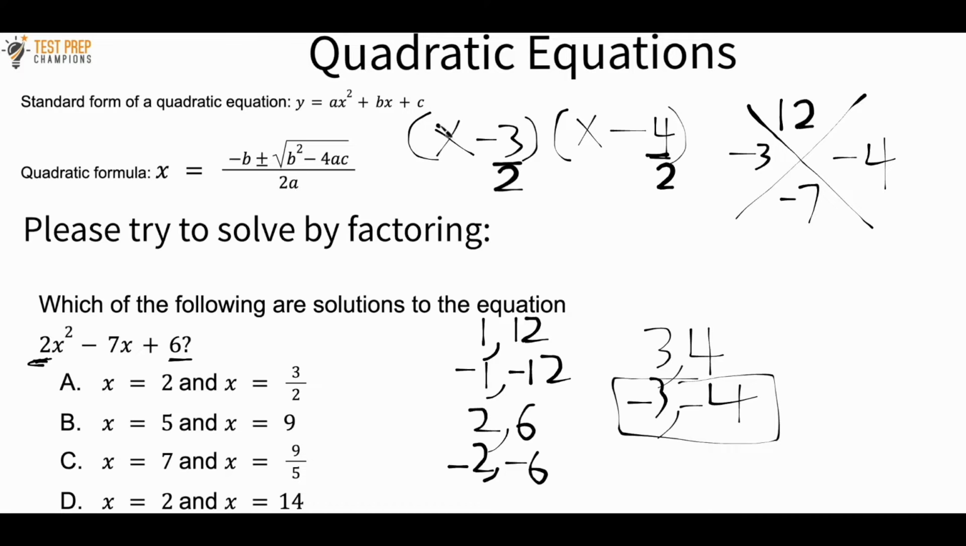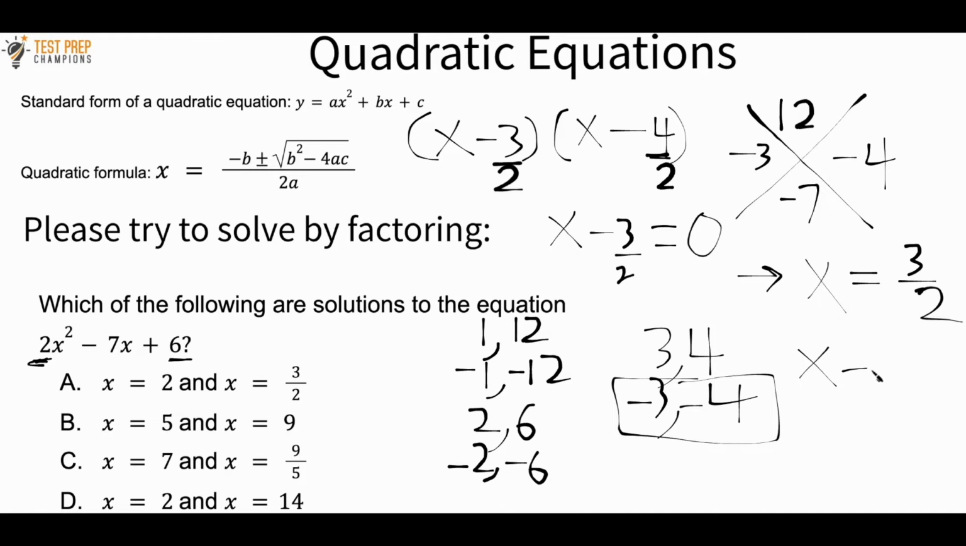Now I want to take this x minus 3 over 2 and set it equal to 0, and solve this for x. So I add 3 over 2 to both sides, and I'll figure out that one solution is x equals 3 over 2. Now I want to do the same with x minus 4 over 2, and since 4 over 2 is just 2, I can write x minus 2 equals 0, and when I solve this for x, I'll see that x equals 2.